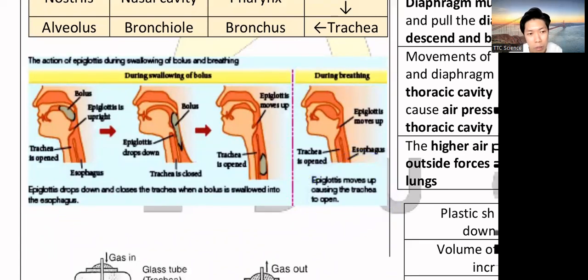Epiglottis moves up or opens. Better to say move up. What opens here is the trachea. It's not really the epiglottis that opens. So epiglottis moves up, causing trachea to open. Okay, this one is the second answer to explain how it works during breathing. Then if the question asks about swallowing, you will say epiglottis drops down to close the trachea.